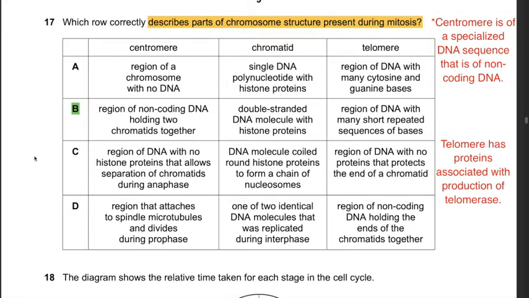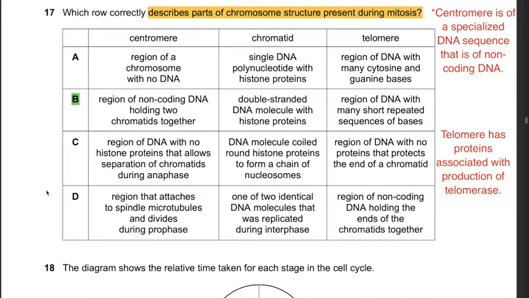If we go to option C, they have described telomere as a region of DNA with no proteins. However, telomere does have proteins associated with production of telomerase, which is an enzyme. Therefore, option C is incorrect. If we go to option D, they have mentioned that under centromere, the region that attaches to spindle microtubules and divides during prophase. Centromere division doesn't occur during prophase but rather during anaphase. Hence option D is also incorrect. Therefore, the answer is B.